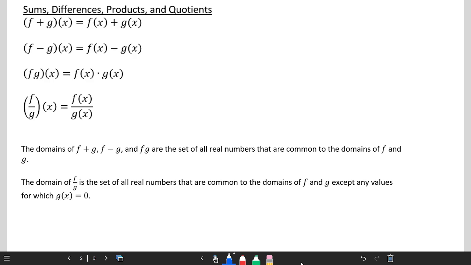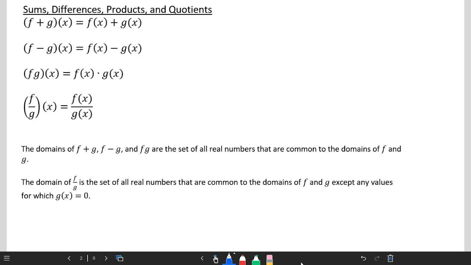For sums, differences, and products, it's pretty straightforward. Since we're inputting into each function and then doing the operation, we basically need to be able to input the value into both functions. So whatever the set of numbers is that belongs to both domains, that's the domain of f plus g, f minus g, and f times g. To be in the domain of any of those combinations, the number has to belong to both the domain of f and the domain of g, because if you can't plug it into one of the functions, then it's not going to be a valid input for the combination of functions.